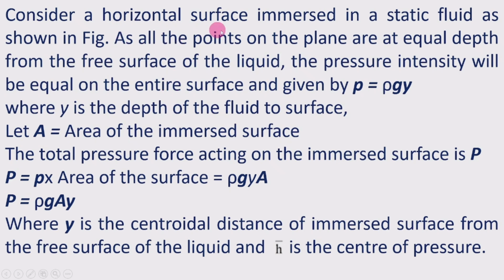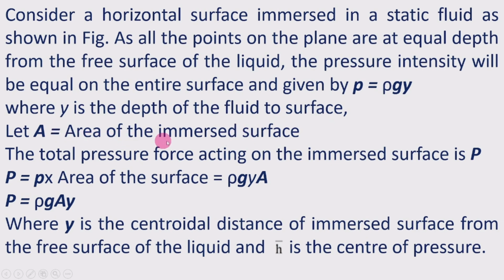Consider a horizontal surface immersed in a static fluid as shown in the figure. As all the points on the plane are at equal depth from the free surface of the liquid, the pressure intensity will be equal on the entire surface and is given by P is equal to rho g y. Rho is the density of the fluid, g is the acceleration due to gravity, and y is the distance from the surface, which can be taken as y bar also, where y is the depth of the fluid up to the surface.